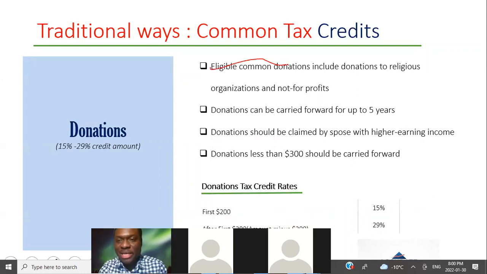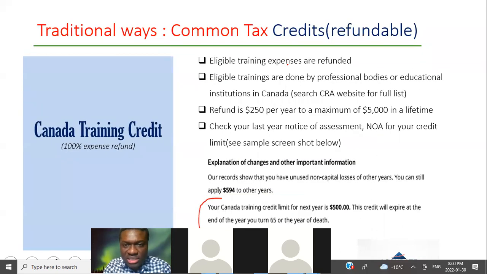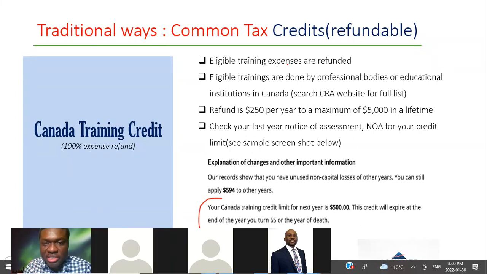So eligible training expenses can be claimed, but the restriction around this is that you can only claim training done by professional bodies in Canada or any certified institution in Canada. Hello, can you see my screen? Yes, we can. Okay. The Canada training credits, eligible training expenses are done by professional bodies like maybe CPA or any Canadian professional institution or any institution in Canada.